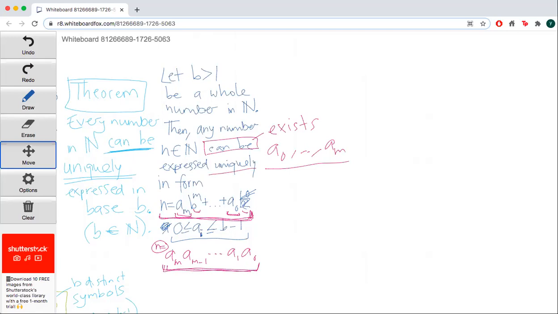And then the second key part is this "uniquely" part, because that says that no other sequence of digits gives you this number, n, which is the number that we're interested in.